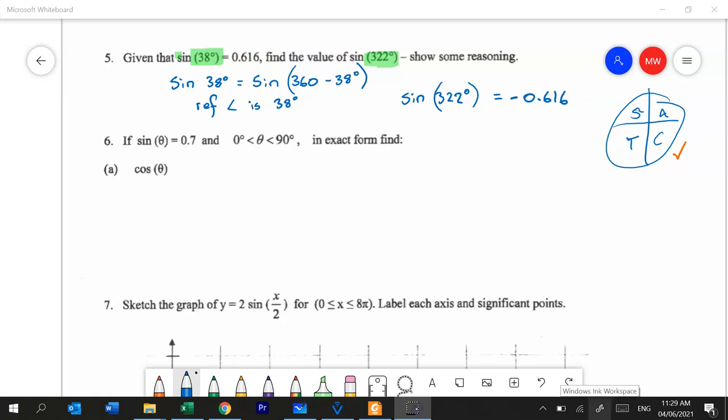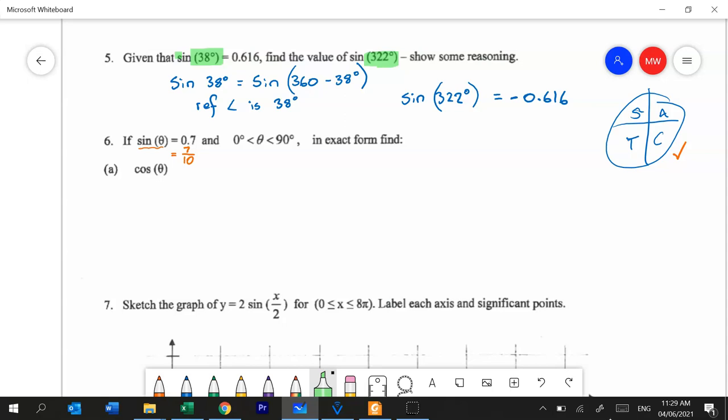There's a couple of ways of answering question 6, but I like to use Pythagoras. So what I'm going to do is go up and attack the start of this question. I can see that sine theta is 0.7, but that's not a very usable format for me, so I'm going to change that into 7/10. I'm just converting the decimal into a fraction.